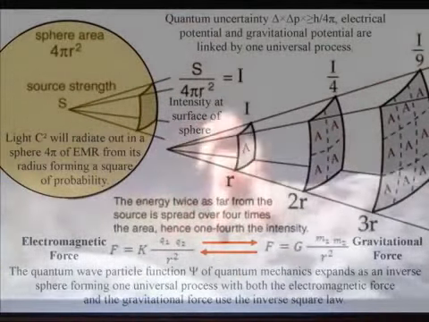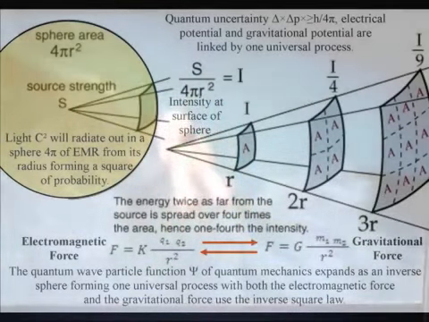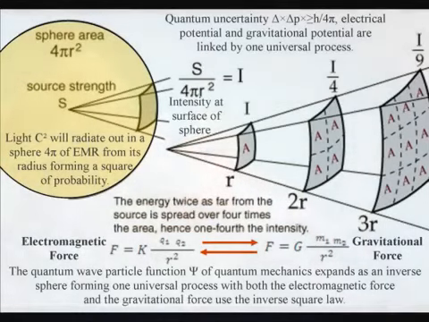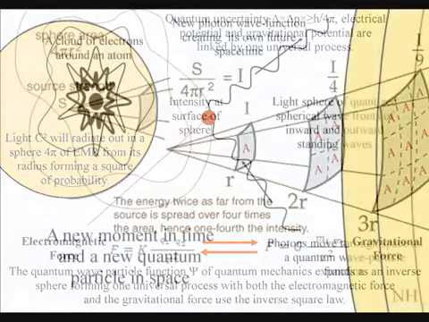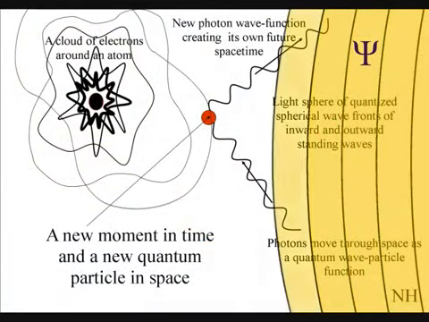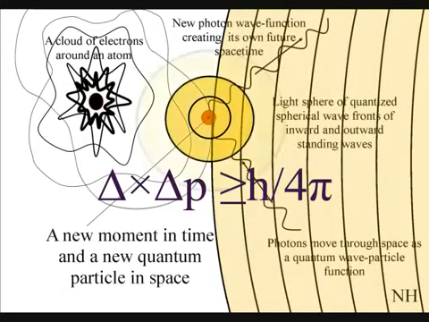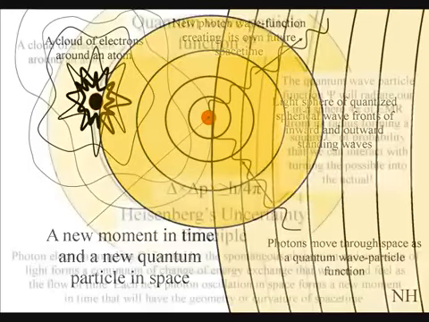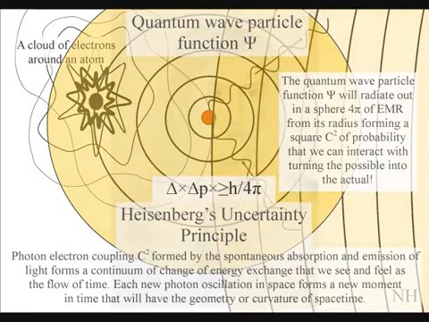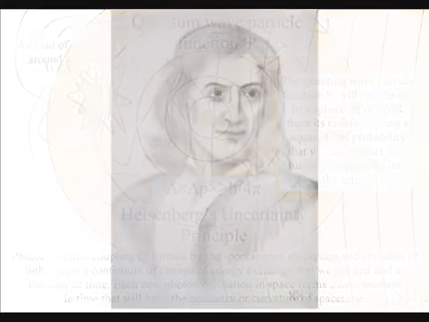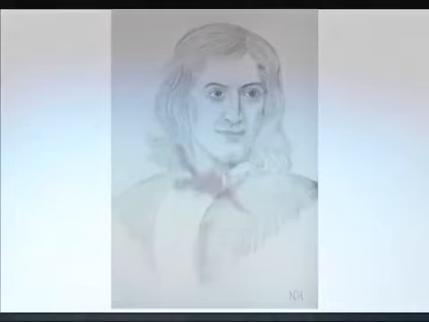The gravitational field will work at the speed of light because it is an integral part of one universal process with the electromagnetic force. We have one universal process that begins with the quantum wave particle function, or probability function of quantum mechanics, expanding out as an inverse sphere, and ends with the inverse square law of gravity and Newton's third law of motion. To every action there is an equal and opposite reaction. Gravity is the opposite reaction to the atoms radiating quantized spherical wavefronts of electromagnetic radiation.